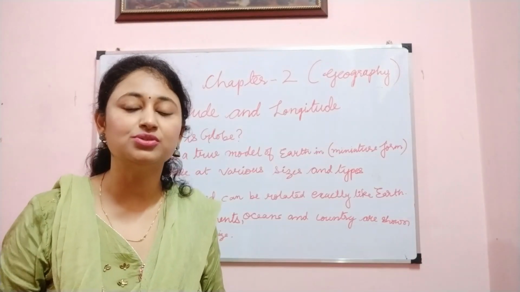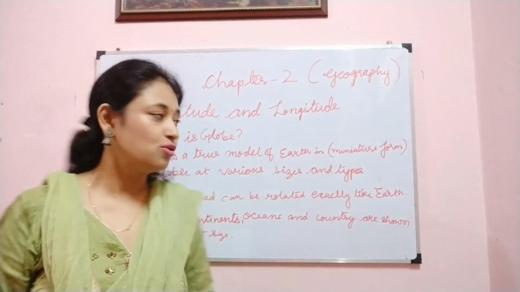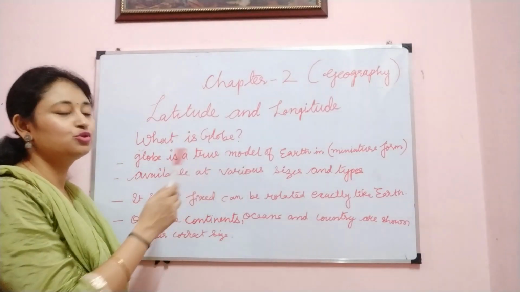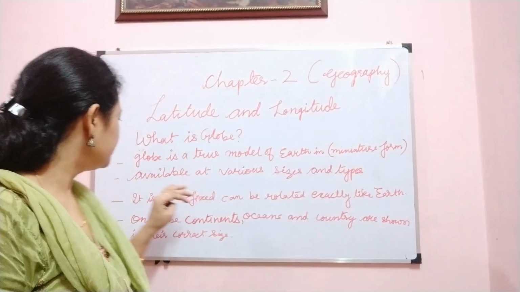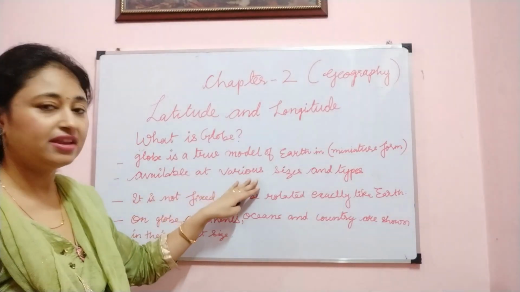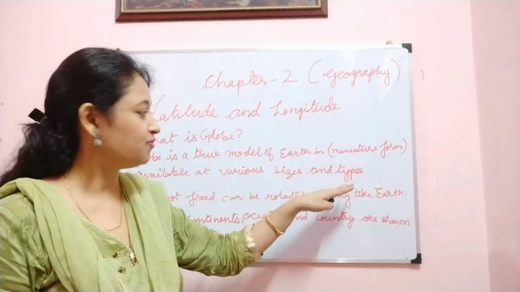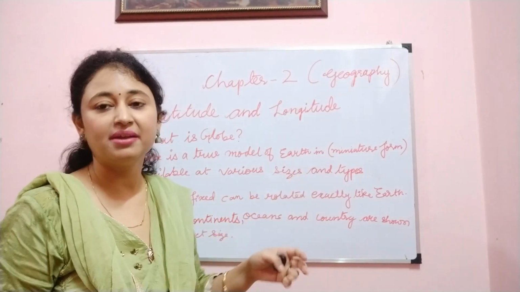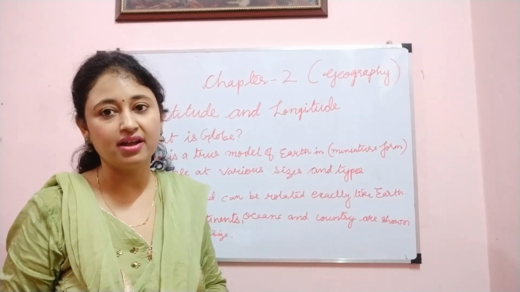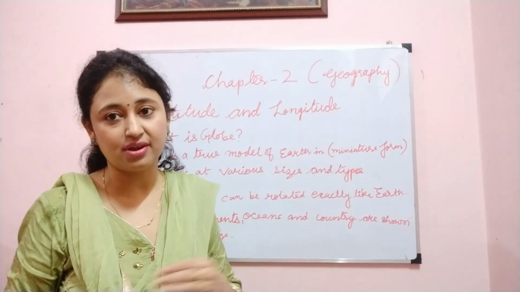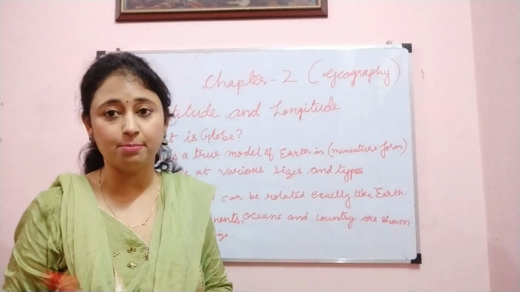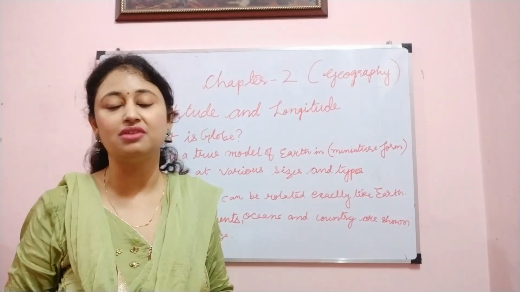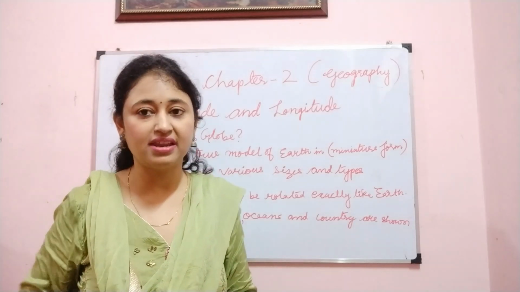Now we're going to learn what a globe is. A globe is a true model of the Earth. It's a miniature form of the Earth, available in various sizes and types. You sometimes get a big one, which is difficult to carry everywhere. You'll get a medium-sized globe. You also get a pocket-sized globe, which you can carry anywhere you want, so that is very handy too.